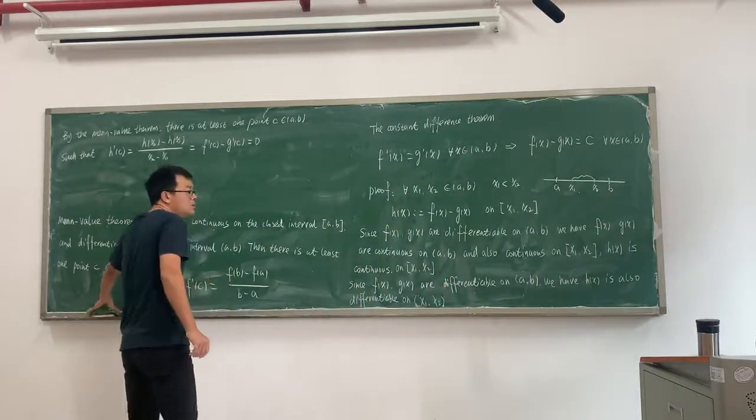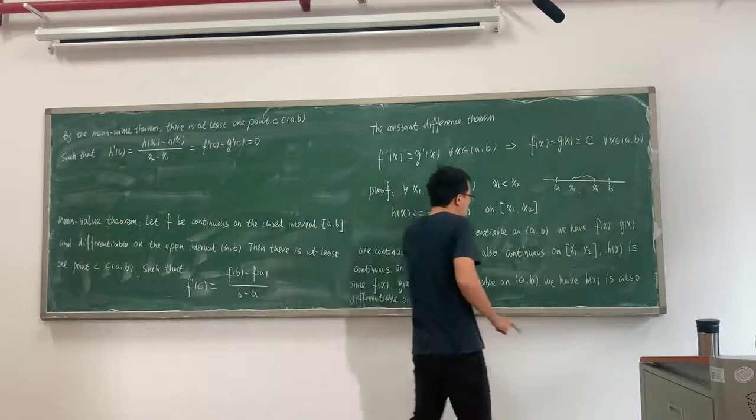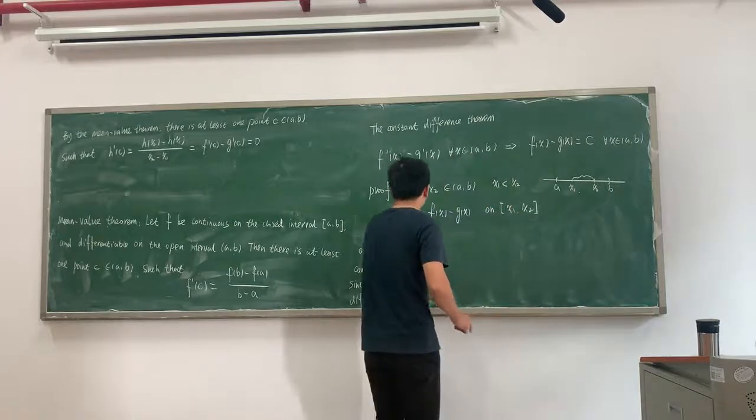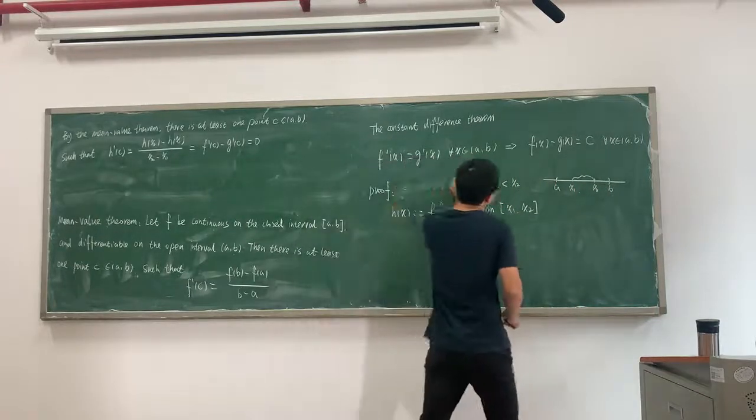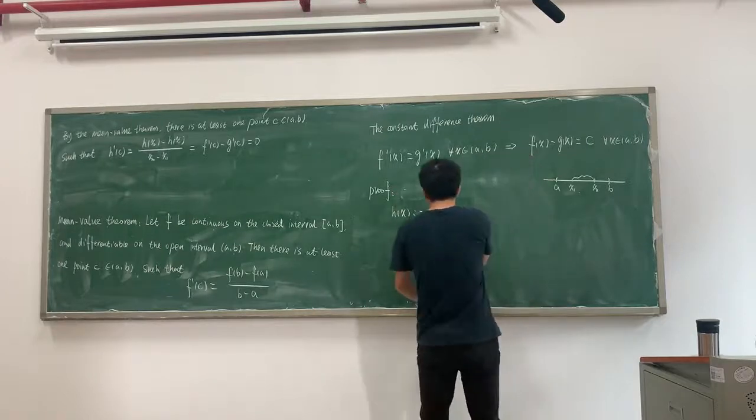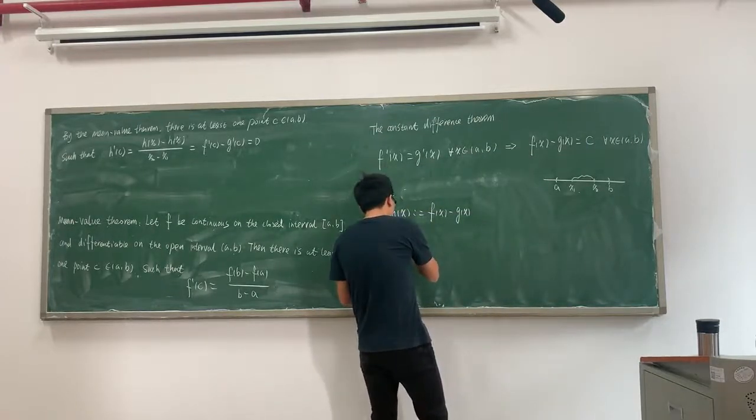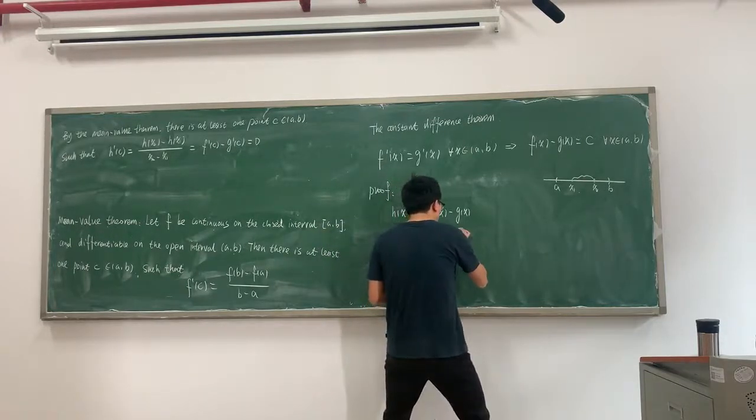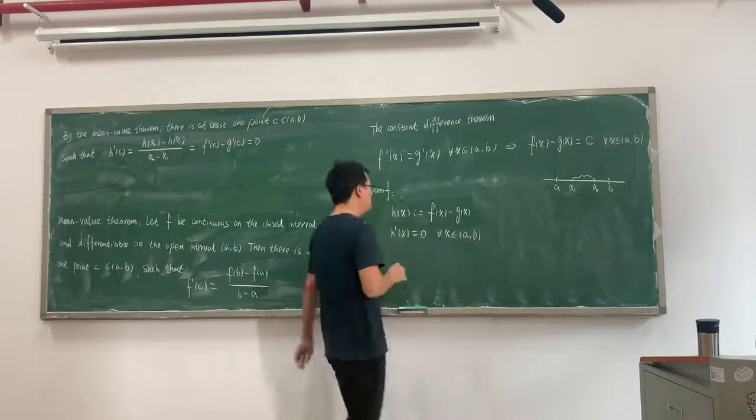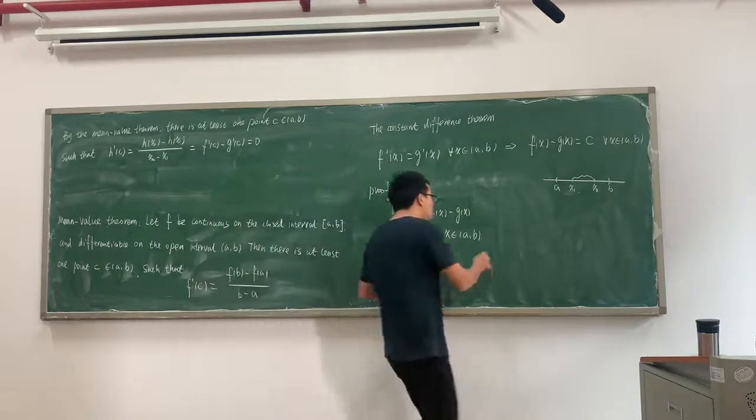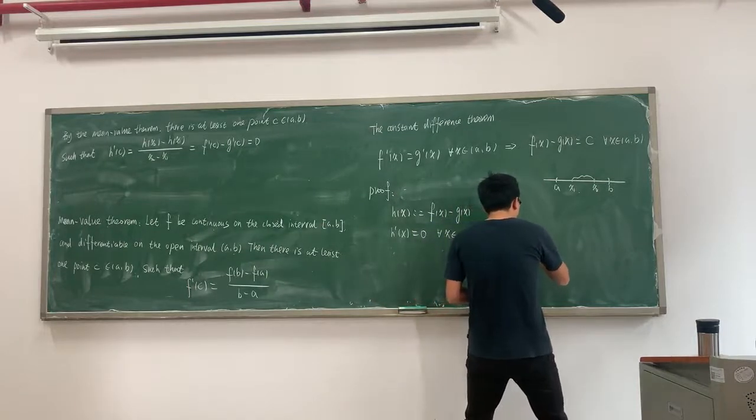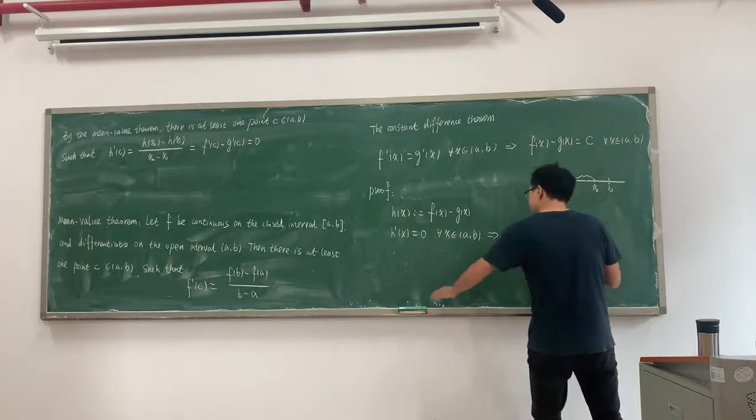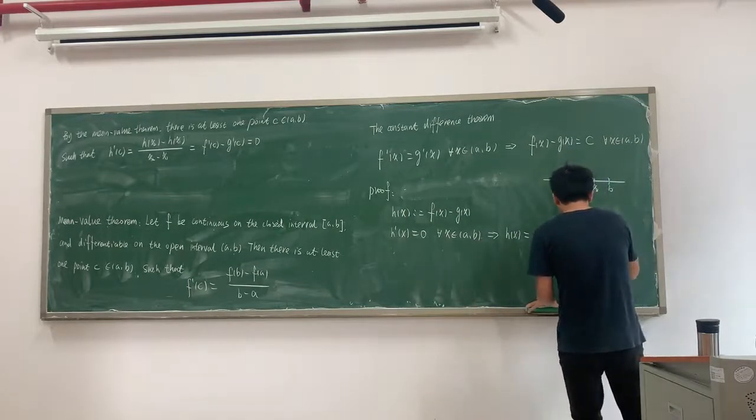So here means h prime equal to 0, yeah? H prime equal to 0 for any x belongs to (a, b). So here means h(x) is a constant on (a, b), okay?